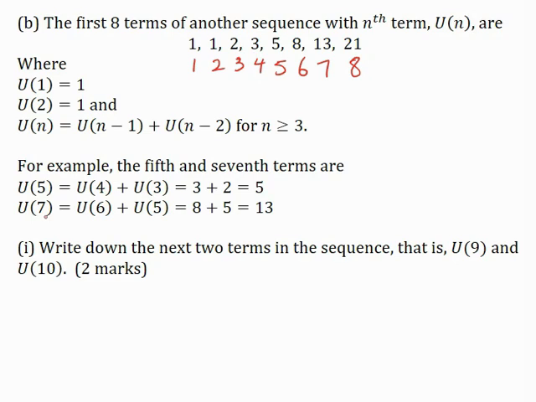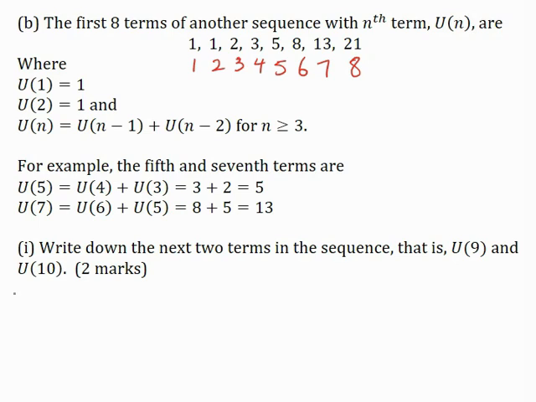Next, when n is 7, 7 minus 1 is 6, 7 minus 2 is 5. So we go here and look for the 6th and the 5th term. So 8 is the 6th term, 5 is the 5th term, so 8 plus 5 is 13. So that's how they come up with that. So it becomes very easy here to use this formula for n greater than or equal to 3 to calculate u of 9 and u of 10.